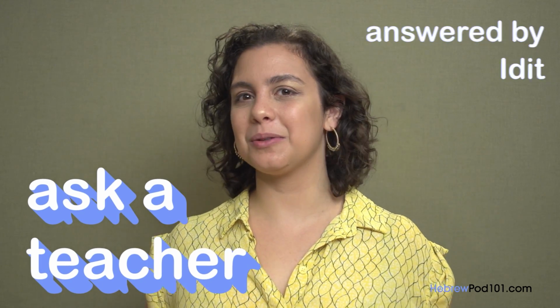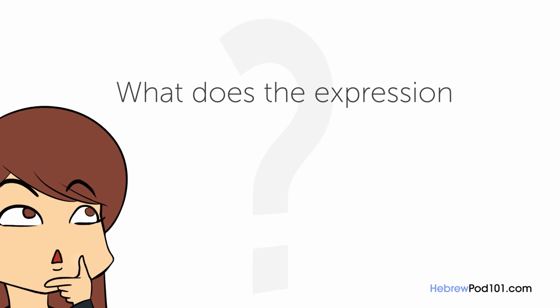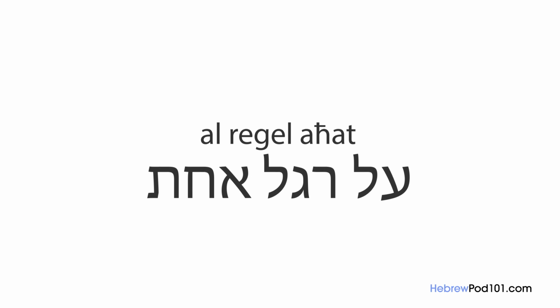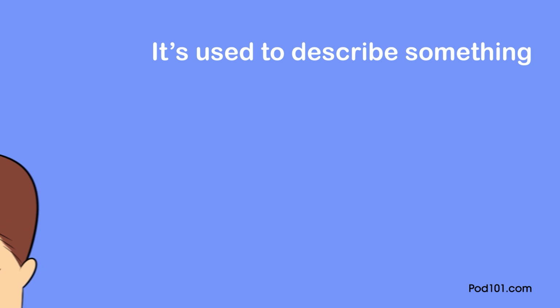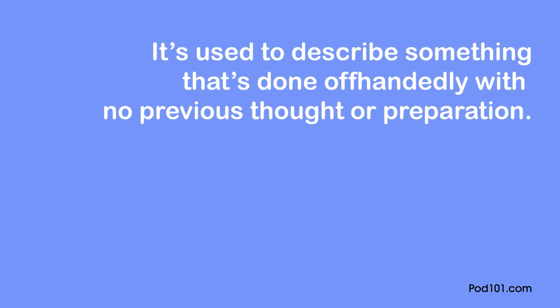Welcome to Ask a Teacher, where I'll answer some of your most common Hebrew questions. The question for this lesson is, what does the expression על רגל אחת mean? This expression, meaning literally on one foot, is very common in Hebrew, and many people use it without even knowing its origin. Basically, it's used to describe something that's done offhandedly with no previous thought or preparation.